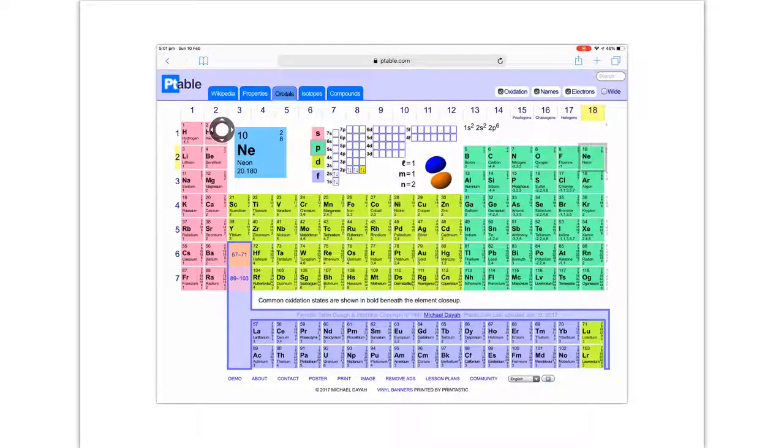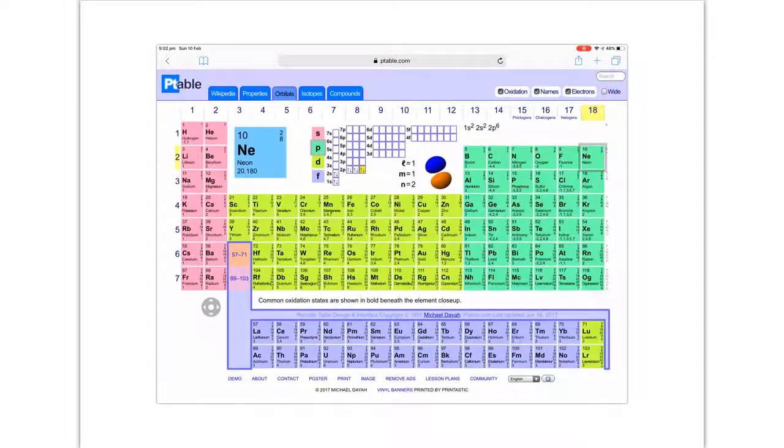So everything in group 1 has 1 electron in its outer shell. It wants to lose that electron generally, so it forms a plus 1 charge. These numbers at the bottom here are the charge that it normally forms. Everything in group 2, with the exception of helium, which has a full outer shell and is happy, wants to lose 2 electrons, forms a plus 2 valency, or a plus 2 charge. So charge and valency, same thing. I think I said that before.